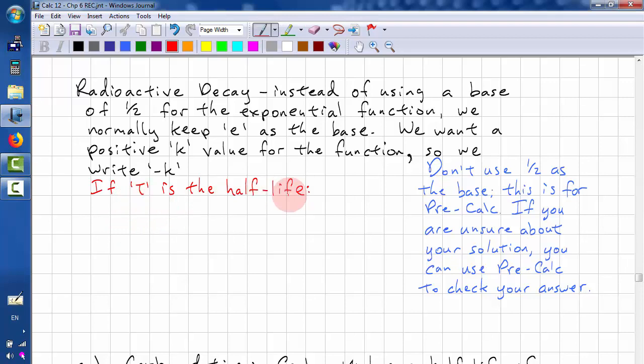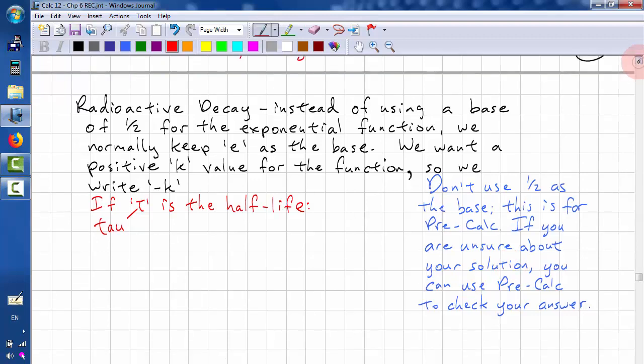If tau is the half-life, that's a Greek letter, tau, and just to be clear, we don't want to use a half as a base. This is for pre-calc. And we want to use e, which is what we derived. And yes, you can use a half and get the answer, but you want to get used to using e as your base on problems that you can solve. That way, you'll be able to handle more difficult problems. If you don't use e now, you're going to run into a lot of trouble later.